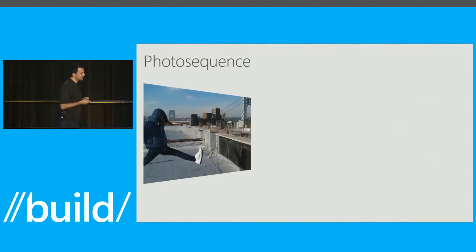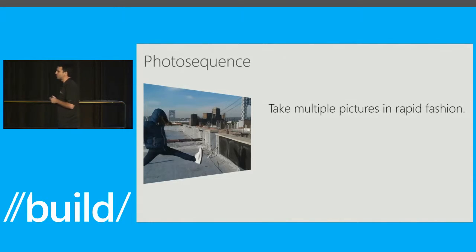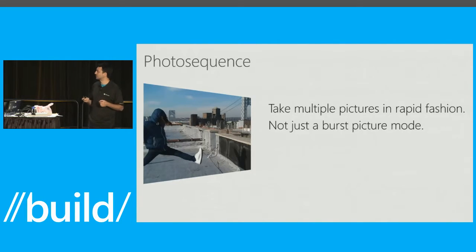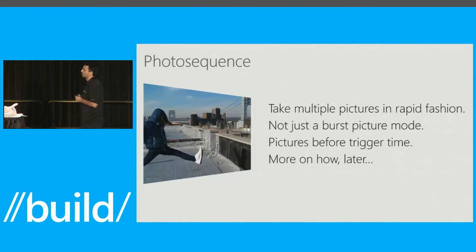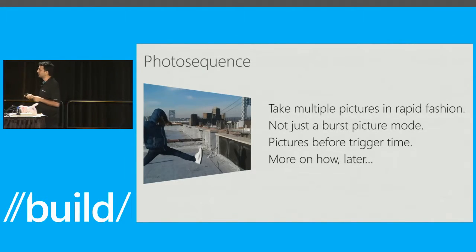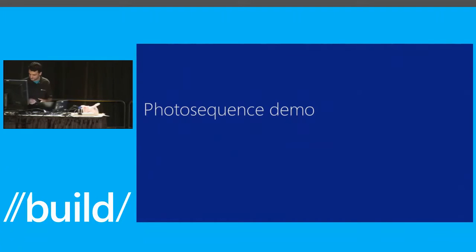We believe with photo sequence, you're going to be able to get over this issue. Photo sequence will allow you to take multiple pictures in rapid fashion. So it's kind of like a burst mode that you're familiar with from some consumer electronic products and cameras. But it's not just a burst picture mode. It gives you pictures even before the trigger time. We'll talk about how to do that later. Let's quickly see a demo of that.